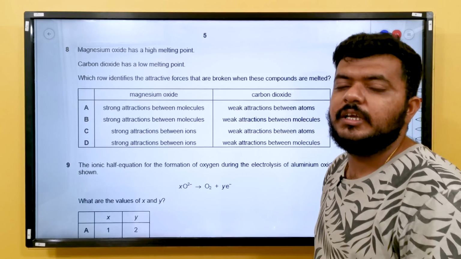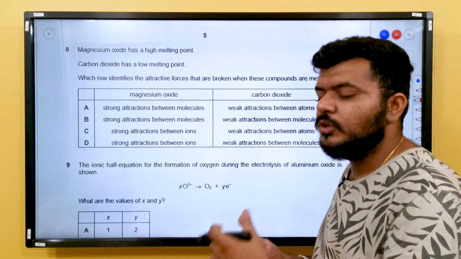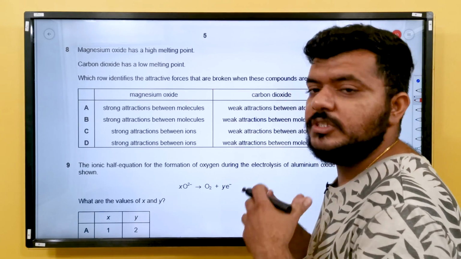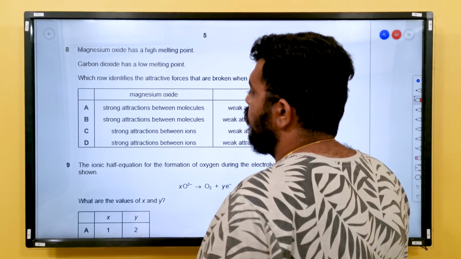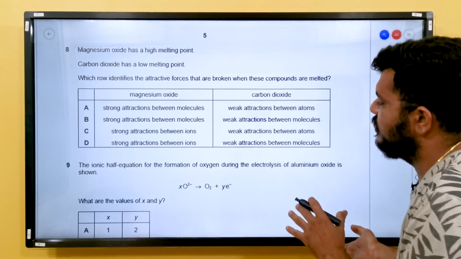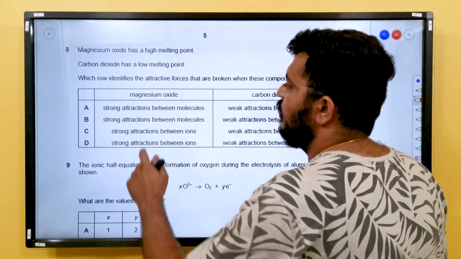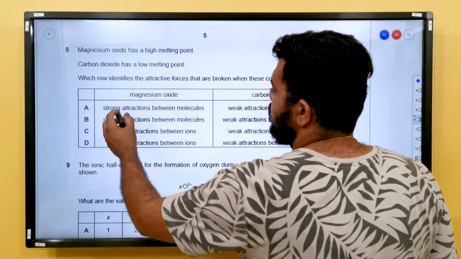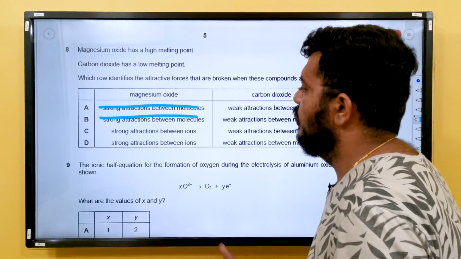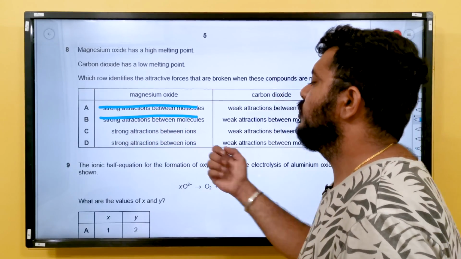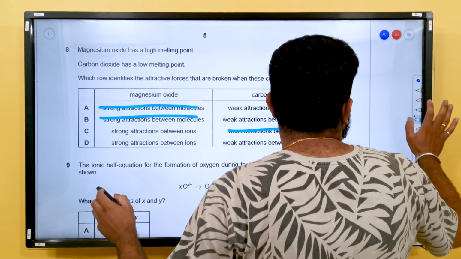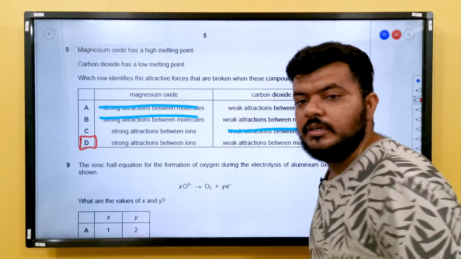But carbon dioxide cannot form a giant molecule because its intermolecular forces are weak and it doesn't have sufficient valency to form a giant molecule. So your option should contain strong attraction between ions for magnesium and weak attraction between molecules for carbon dioxide. Okay. So these two options can be struck out immediately. Strong attraction between ions, strong attraction between ions. Weak attraction between atoms. No. Weak attraction between the molecules. And your correct answer is D.